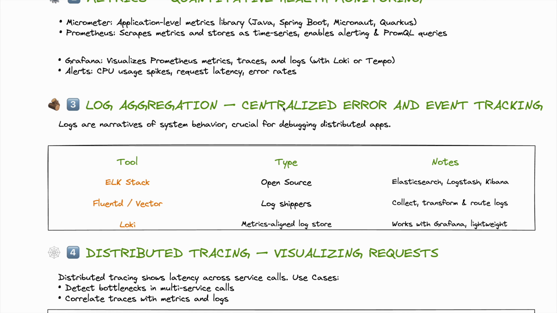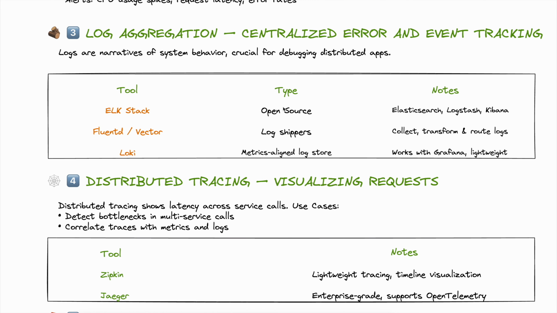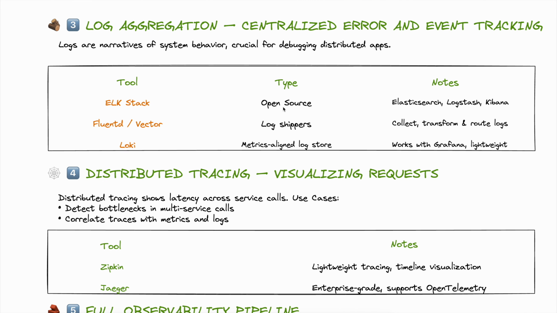So for log aggregation, the next pillar in observability, basically every system should have centralized logging.